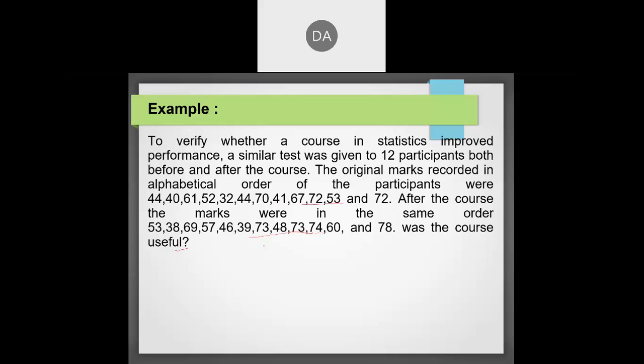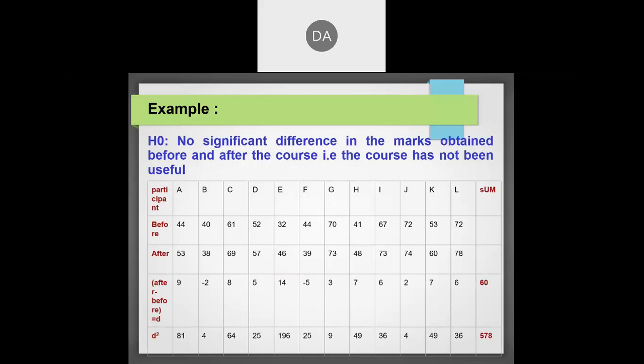So you have data with you, you can apply a t-test of which sample? Dependent sample. Now why? Because these are the marks before the course, and these are the marks after the course. So samples are dependent on each other, they are not independent, because the 12 participants are the same, and they were tested before the course and after the course.